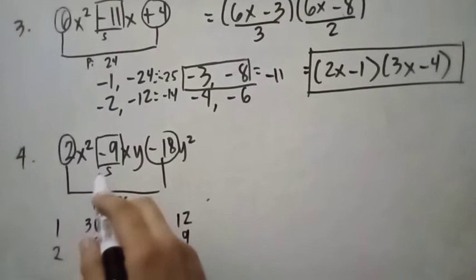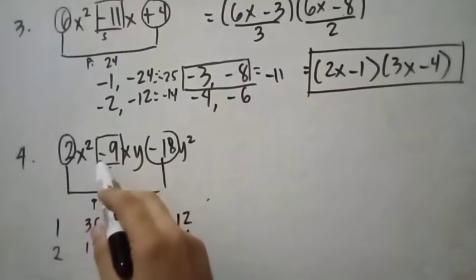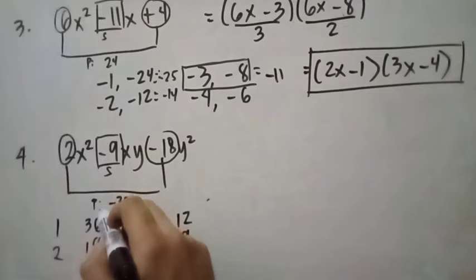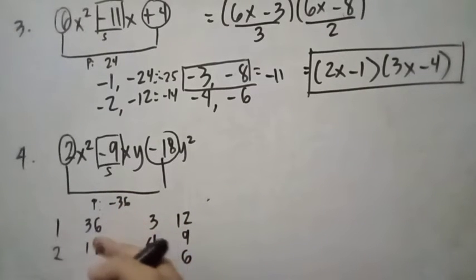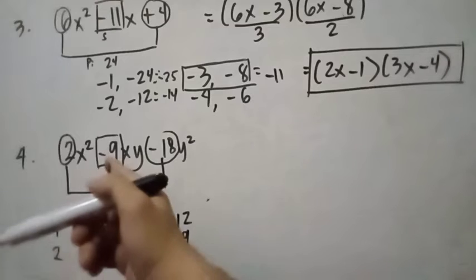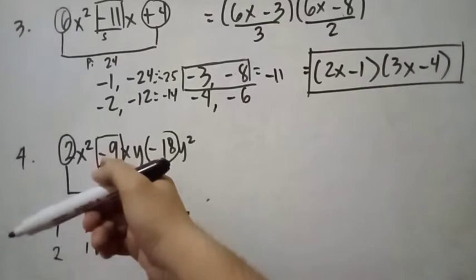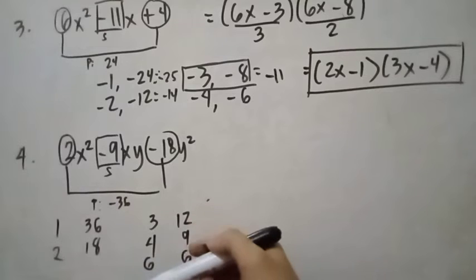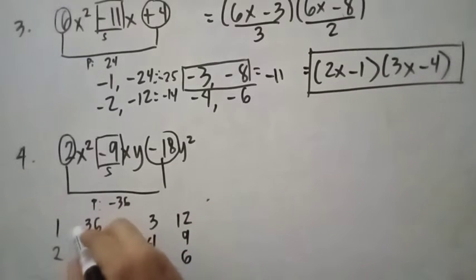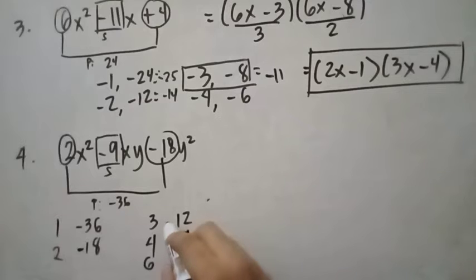Yung sum nila is negative, yung product nila is also negative. So, dahil product nila is negative, dapat magkaiba yung sign. However, yung sum nila is negative also, so dapat yung malaking number ay negative. So, dito, negative. Yung 2 and 18, negative to. Dito naman, 12. Dito naman, 9. Dito naman, parehas. Pero, ini-negative natin to.